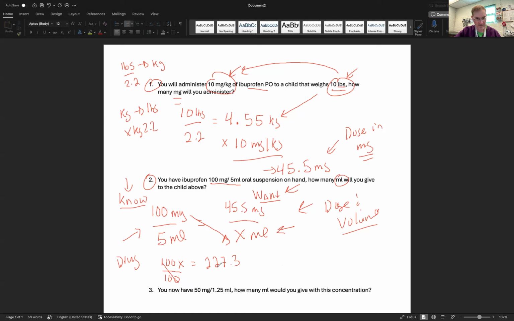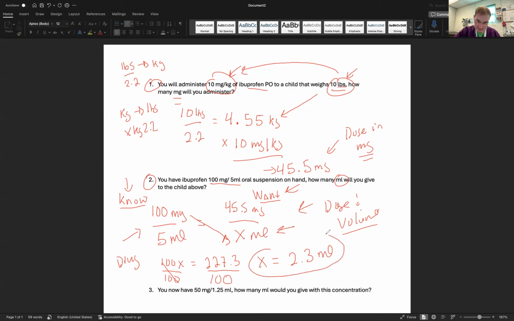But what do I do to one side of an equation? I have to do to the other side of the equation. So I need to divide this by 100 as well. So 227.3 divided by 100 gives me 2.27. If you round up, you could go to 2.3, but we'll do 2.27. So x equals 2.3 or 2.27, right? But 2.3, we'll round that up, milliliters.